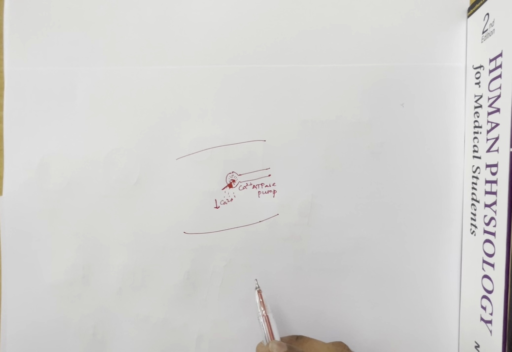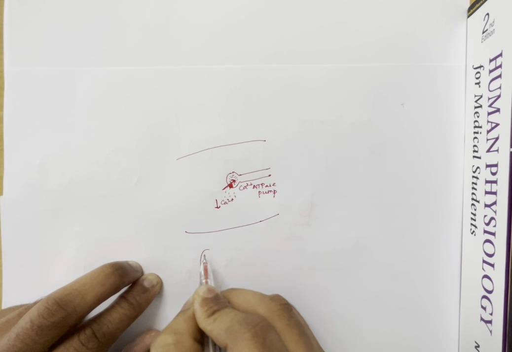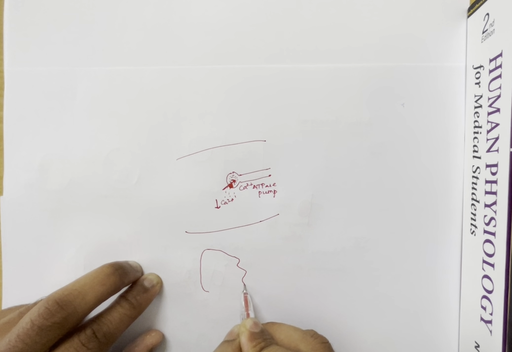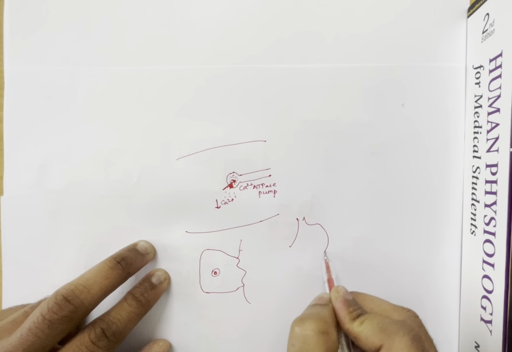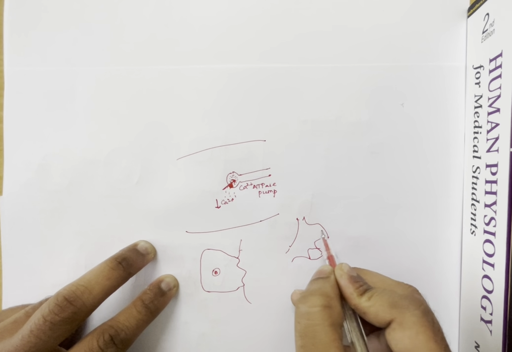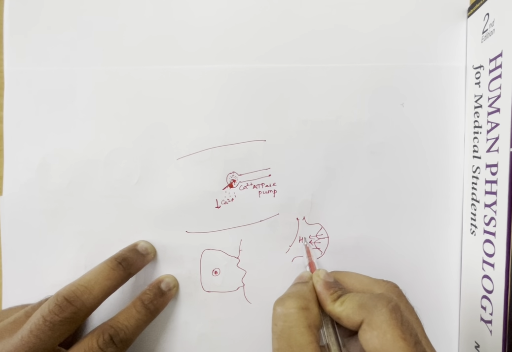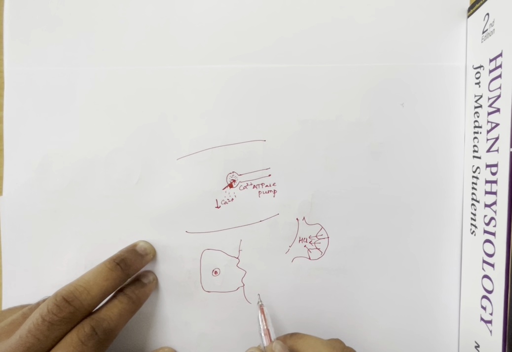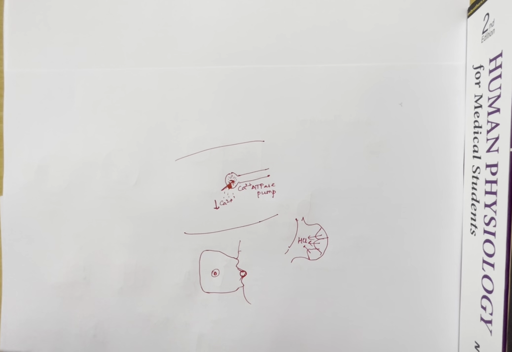One more example for primary active transport is the parietal cells within the stomach. How will these parietal cells secrete the HCl into the lumen of the stomach? Consider this is the stomach, and these are the parietal cells. How do these secrete HCl into the lumen? HCl secretion is by the process of the pump which is present at the luminal cell membrane surface, and this is pumping actively what?